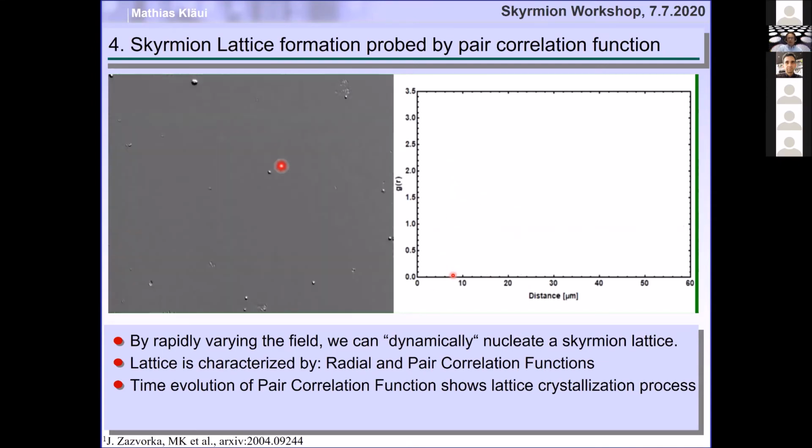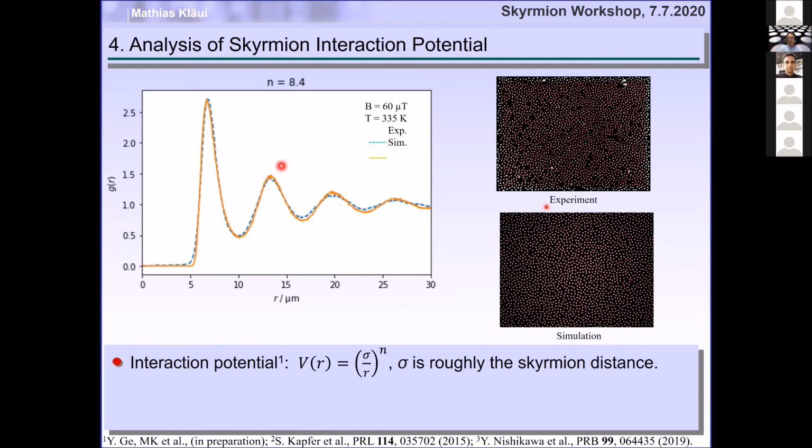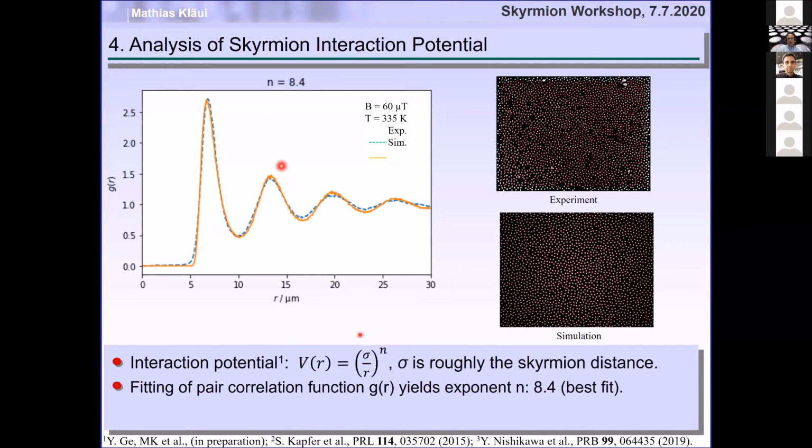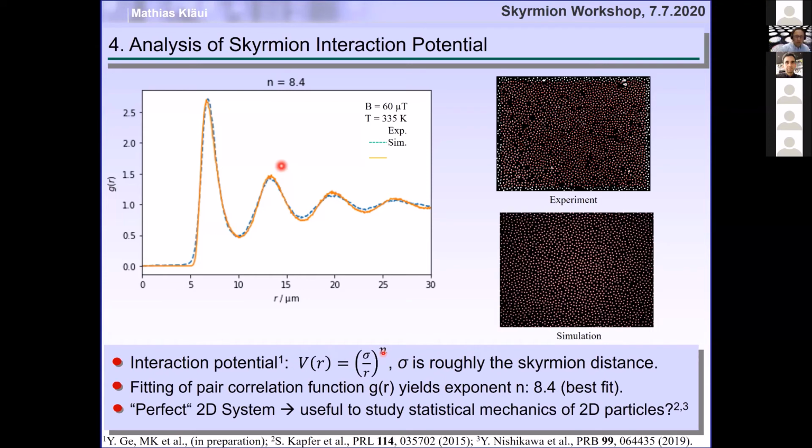And you can then compare theory and experiment. You get very nice agreement. And this now allows you to determine the interaction potential, which in our case has an exponent between 8 and 9. So you have a strongly repulsive potential between adjacent Skyrmions.